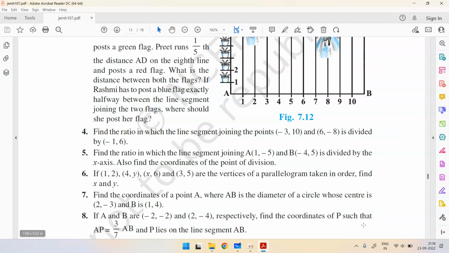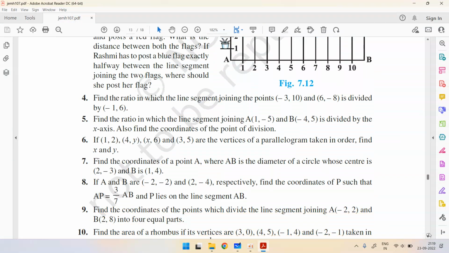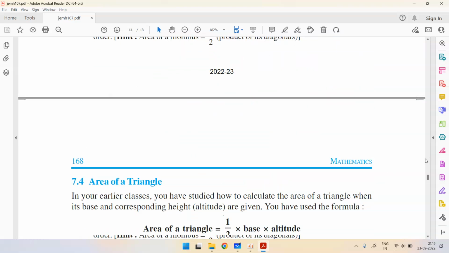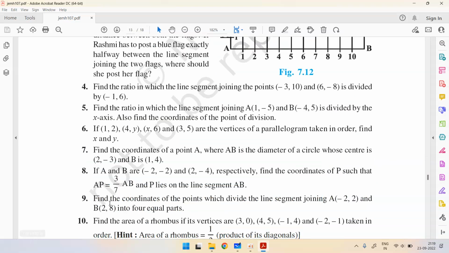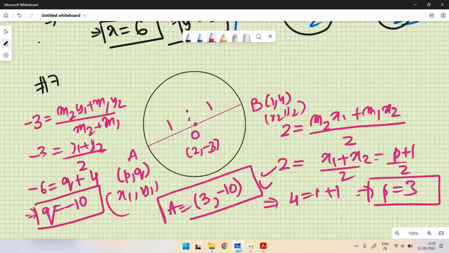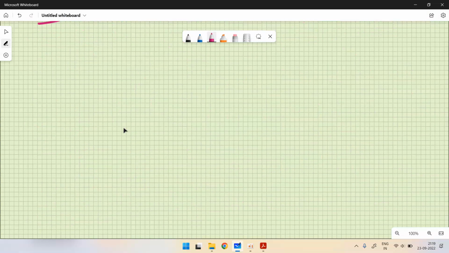What is the 8th question? The 8th question says that if A and B are these coordinates respectively, find the coordinate P such that AP equals 3/7 AB when P lies on the line segment AB. Yes, this is an internal point. So let me solve this 8th question. So simple question.